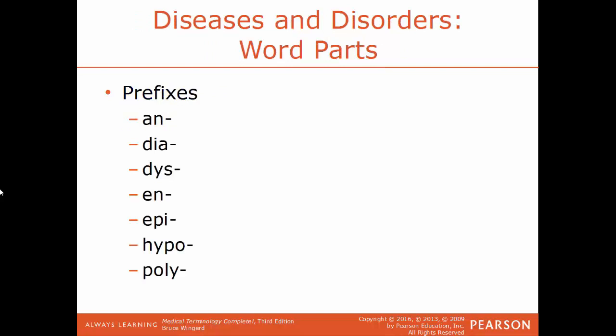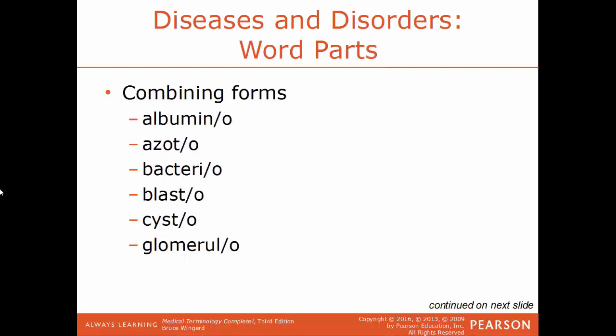All right, now I'll talk about some diseases and disorders in the word parts. We'll start with our prefixes. An means lacking or without. Dia means complete or through. Dis means painful. The prefix en means in or within. Epi means above. Hypo means below. And poly means many.